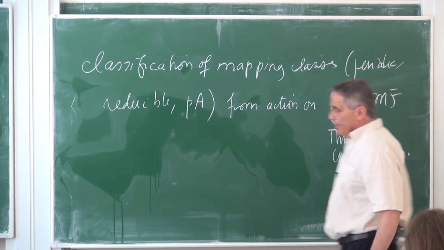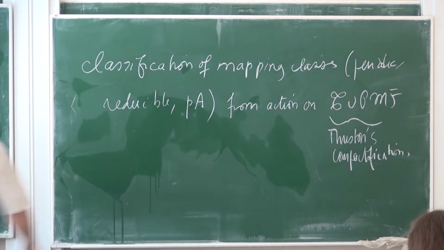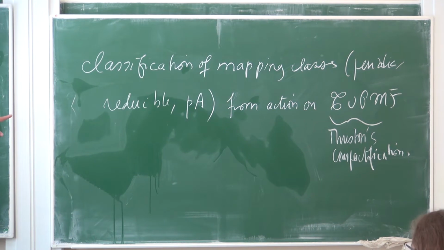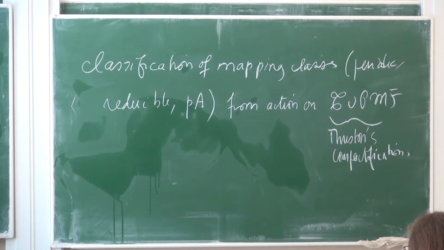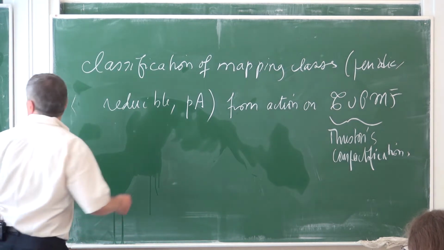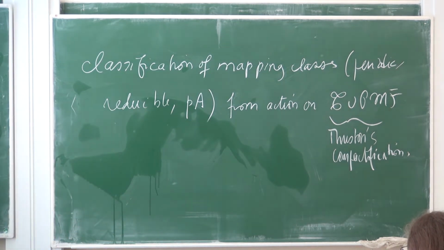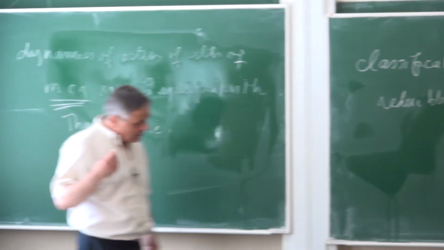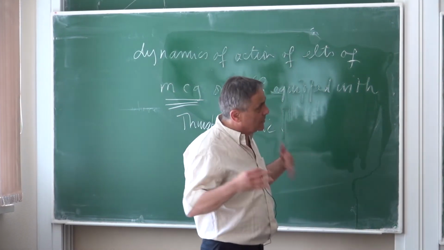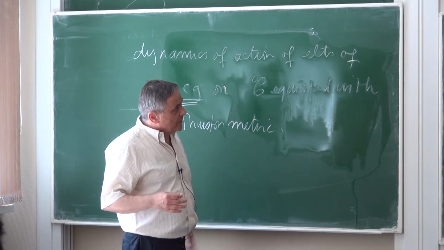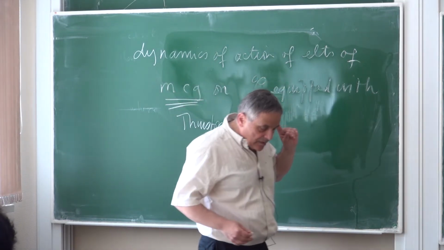So we already talked about this. Of course, later there were the same classification but using other actions. For instance, action on the complex of curves. You can say something using the complex of curves and so on. Other spaces on which the mapping class group acts. There are several spaces. For each space, you can try to classify the dynamics of the action and try to recover Thurston's classification.